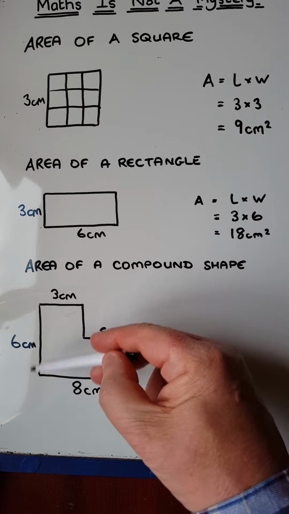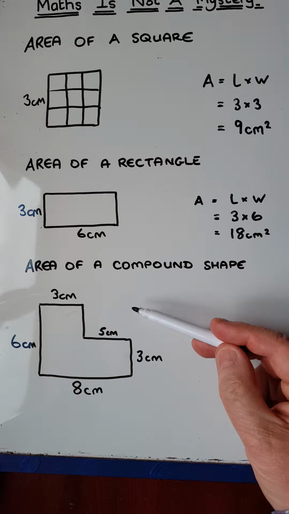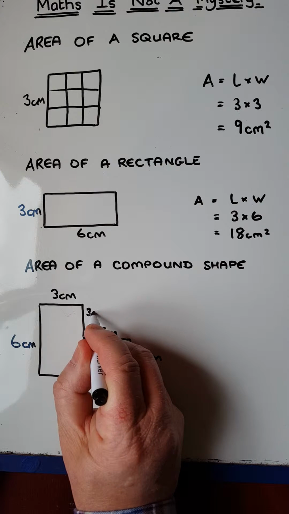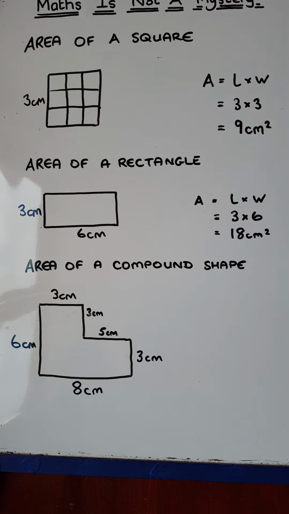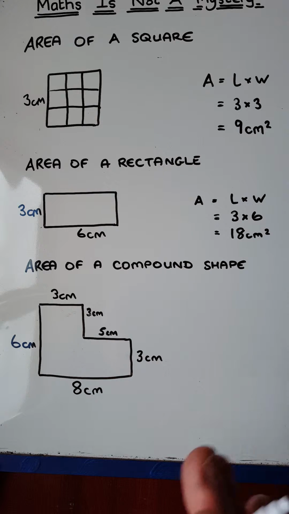Going up the side, it's 6 centimetres high. This section is 3, so the top section has also got to be 3 to make that up to 6 centimetres. Okay, but work it out. There'll always be a way to work it out, but never guess and never measure.